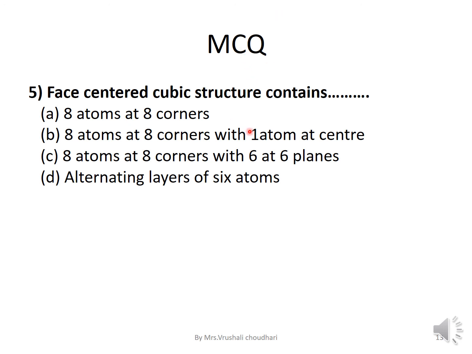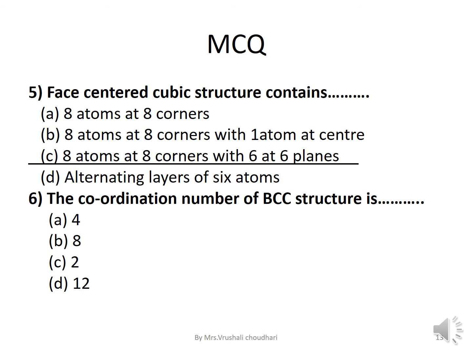8 atoms at 8 corners with one atom at the center belongs to the body centered cubic structure. 8 atoms at 8 corners is the simple cubic structure. Alternating layers of 6 atoms is the hexagonal structure. The coordination number of BCC structure is 8. Body centered cubic structure coordination number is 8. Simple cubic structure coordination number is 6.